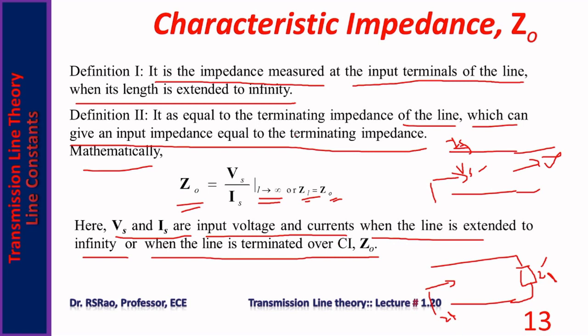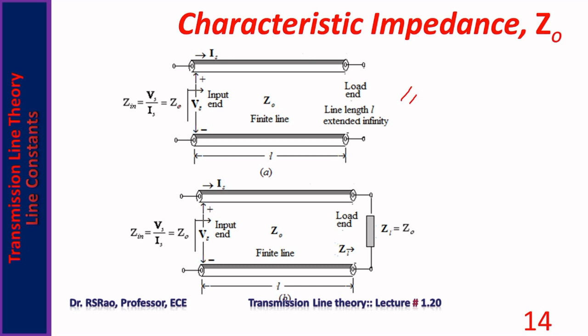The second definition says characteristic impedance is the terminating impedance that is able to give an input impedance equal to the terminating impedance. So that aspect is put in mathematical form in this relation. Here are shown the definitions. Input impedance Zin is Vs by Is, this is Vs, this is Is, this is a finite line. This input impedance becomes characteristic impedance when the line is extended to infinity.